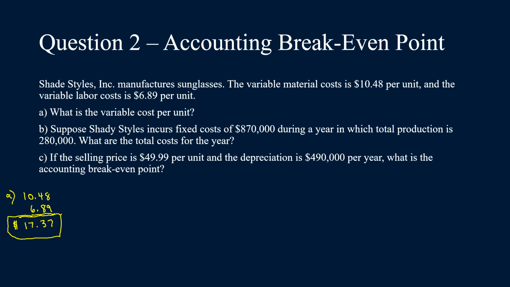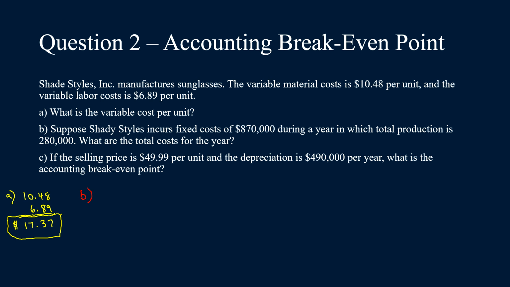Now let's go to part B. It says, suppose Shady Styles incurs fixed costs of $870,000 during a year in which total production is 280,000 units. What are the total costs for the year? All right, let's go ahead and do that in a different color. We're going to choose red. So part B.